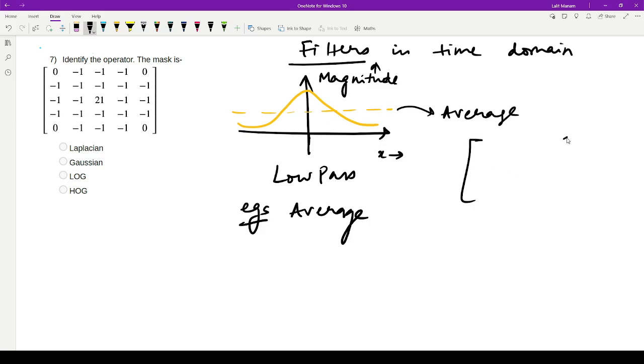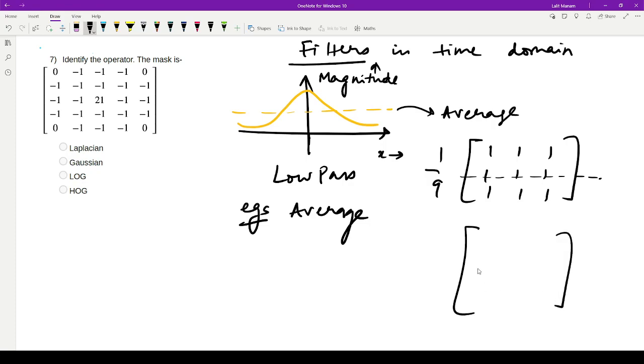So what does average filter look like? 1 by 9 of all ones. So isn't it constant? If I take the x-axis, this constant represents the value 1 by 9. The same thing happens in the y direction again. So the average filter is also a low pass filter. What about Gaussian? Your 2D Gaussian will look like this. It has maximum value in the middle, but it has some low values out there based on what sigma you use.